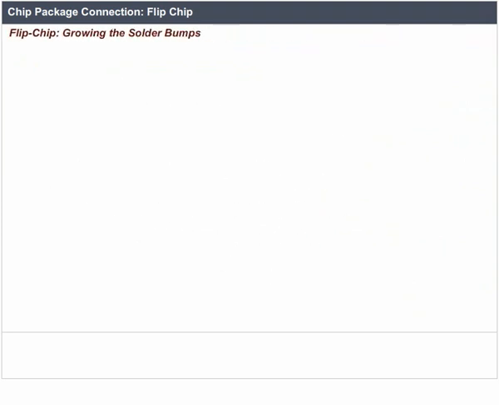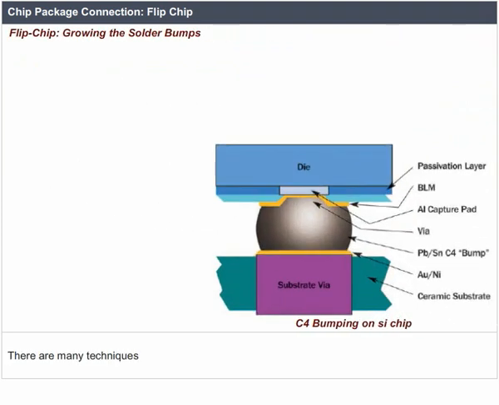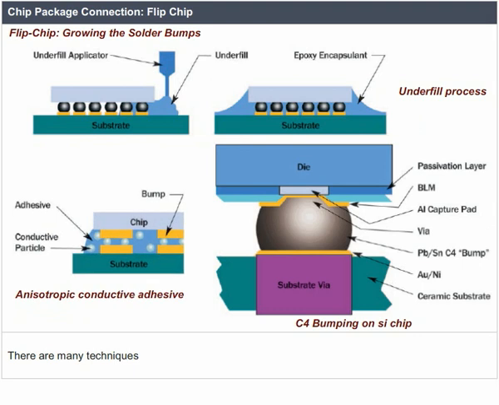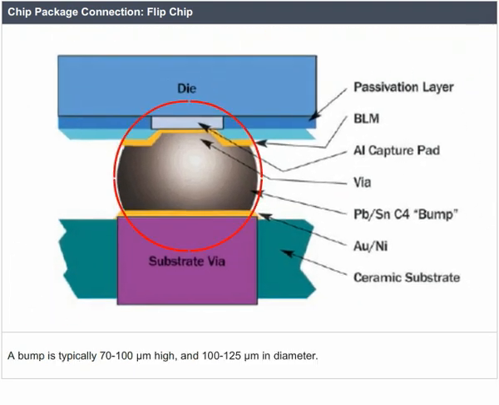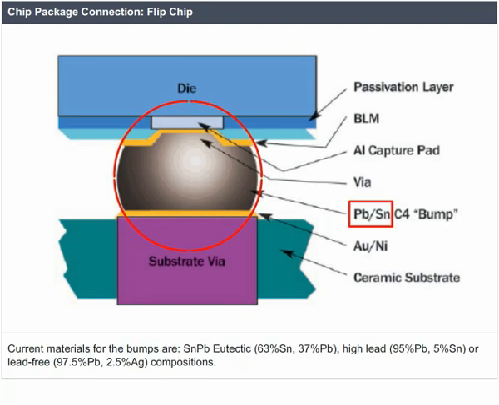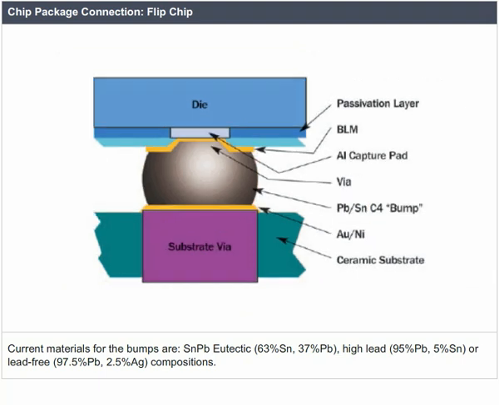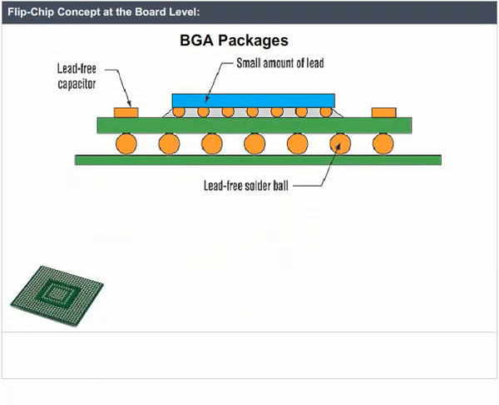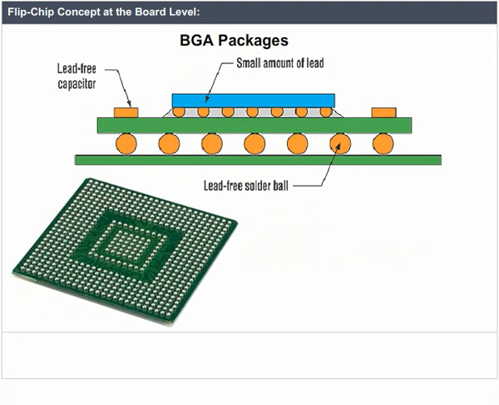Flip chip. Growing the solder bumps. There are many techniques. A bump is typically 70 to 100 μm high and 100 to 125 μm in diameter. Current materials for the bumps are SnPb, eutectic, high lead or lead-free compositions. Flip chip concept at the board level. BGA packages.